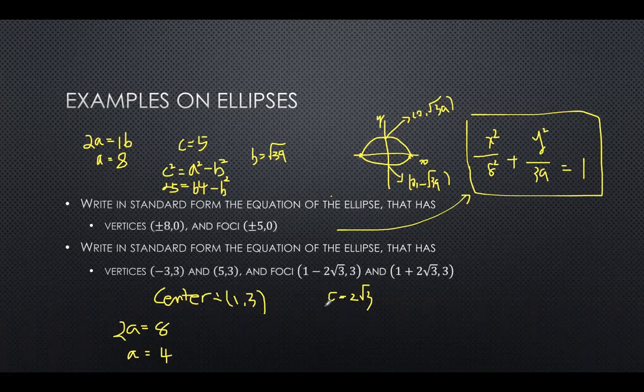So you have a and you have c, then b squared is equal to a squared minus c squared, which is 4 squared, 16, minus 2 radical 3 squared, which is 12, equals 4.